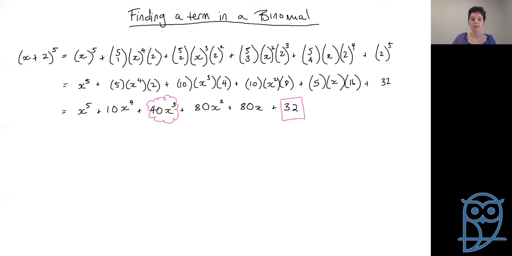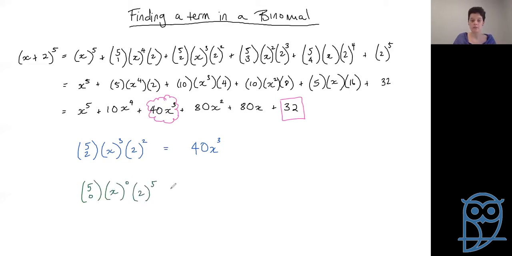So if we wanted that x cubed term, we would have just calculated 5C2, a cubed, b squared, and we would have gone straight to 40x cubed. If we were asked just for the constant term, then it would have been 5C0, x to the 0, 2 to the 5. Same as the 2 to the 5 term, equals 32.